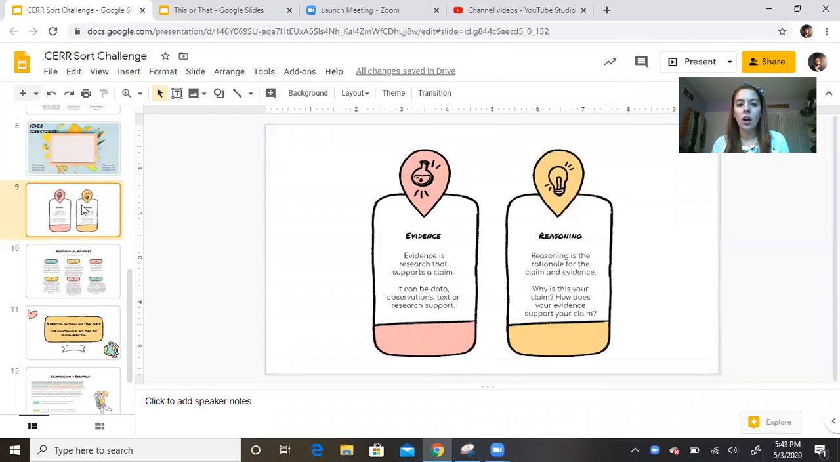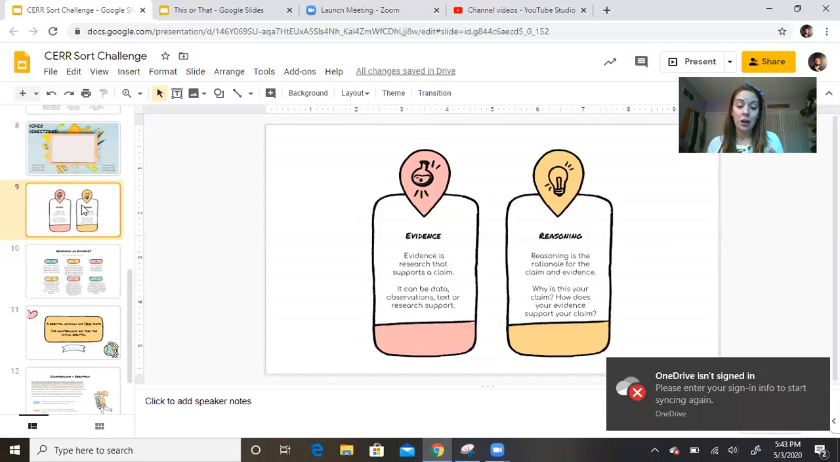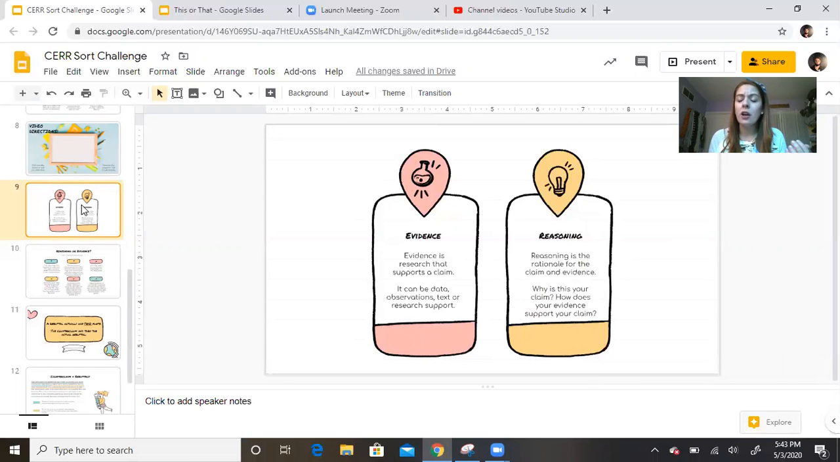On slide 9, it talks about the difference between evidence and reasoning. Evidence is research that supports a claim. It can be data or observations, text or research support. It's usually stronger when it is quoted from a text or comes from a reputable source. For example, if you're writing a claim based on a political stance, you would want to make sure your evidence comes from a credible source that wasn't biased. If you found a quote from one political party versus another, it might show that your evidence is a little off. So you always want to find strong evidence from a credible, neutral source.